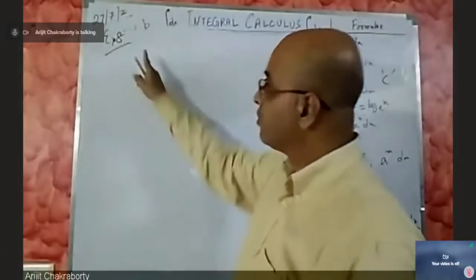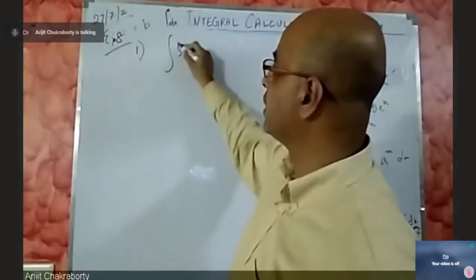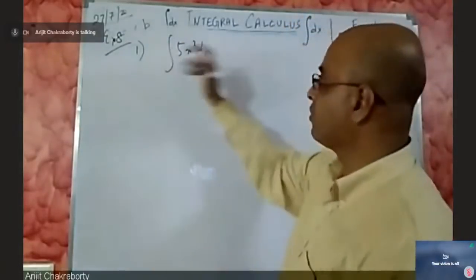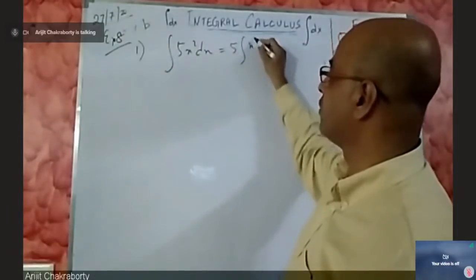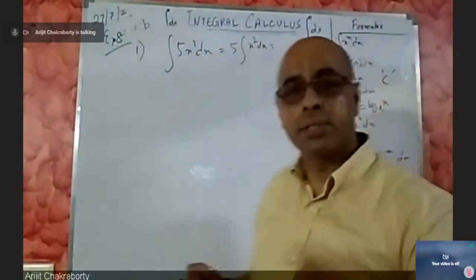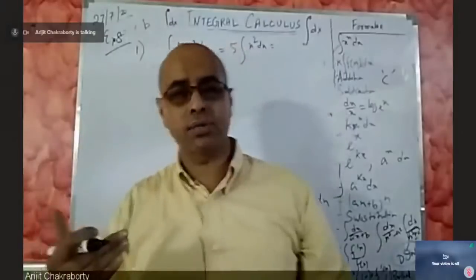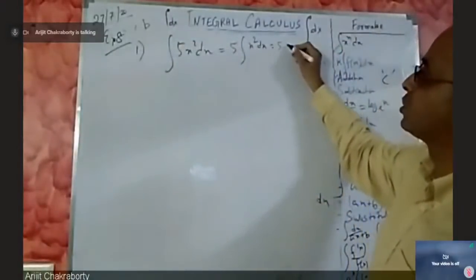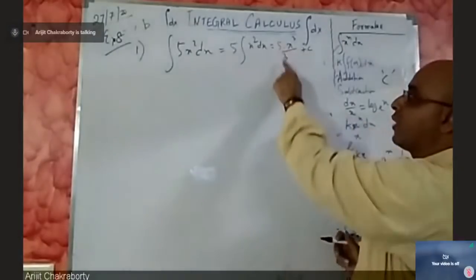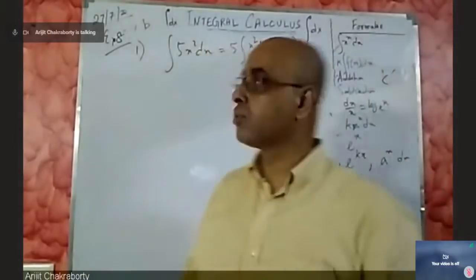So first one is integration of 5x square dx. Question number 1, integration of 5x square dx. Simple. Bring 5 outside. 5 comes out. You have x square dx. This is of the form x to the power n. So we know the formula is x to the power n plus 1 by n plus 1. So this will become 5 into x to the power 3 by 3 plus c. So the answer is 5 by 3 x cube plus c. I move on to number 4.